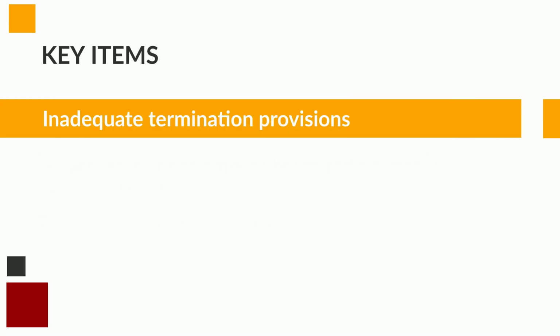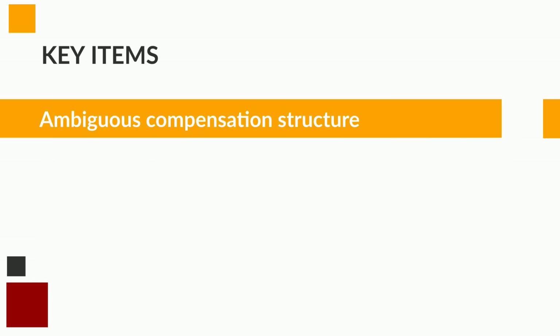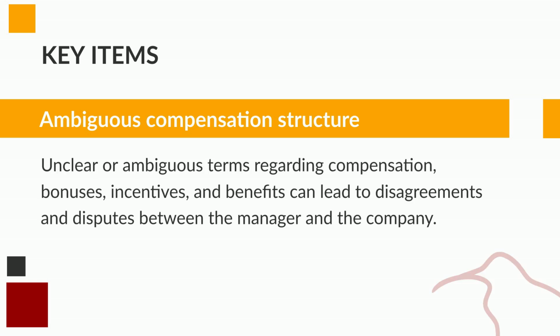Inadequate termination provisions. A management contract should include provisions for termination, including notice periods, grounds for termination, and any associated penalties or obligations. Failing to address termination adequately can lead to disputes and legal issues. Ambiguous compensation structure. Unclear or ambiguous terms regarding compensation, bonuses, incentives, and benefits can lead to disagreements and disputes between the manager and the company.